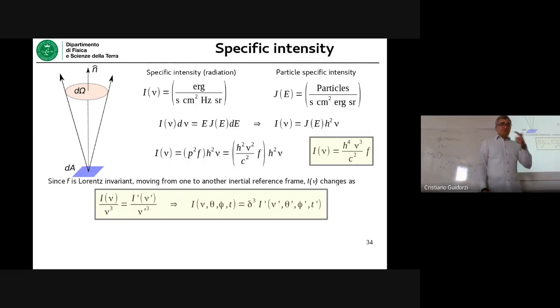So if I call I prime nu prime, what is that? Well, if I nu is the specific intensity in the lab frame, I prime nu prime is the corresponding function as measured in the comoving frame of the source. And so what does this mean? Well, it means that the ratio between the two intensities scales as the ratio of the two corresponding frequencies. So I over I prime equals nu over nu prime cube.